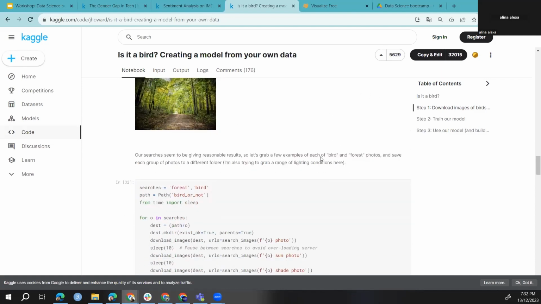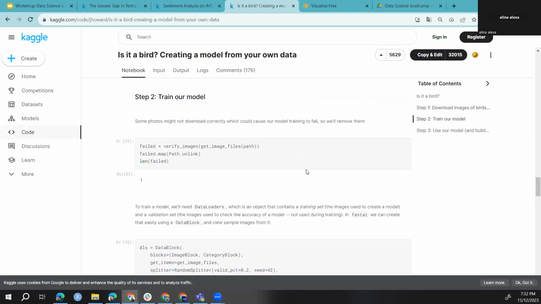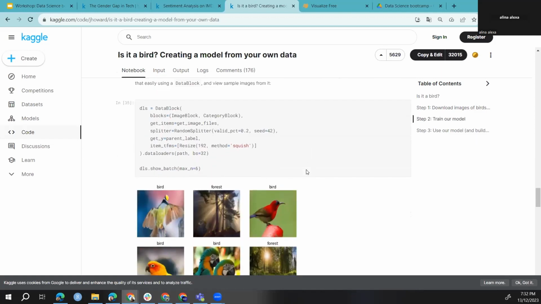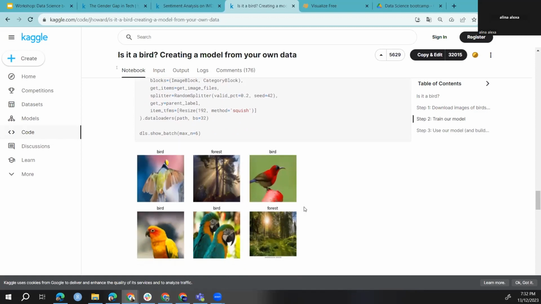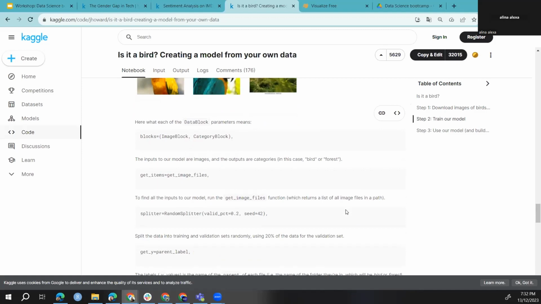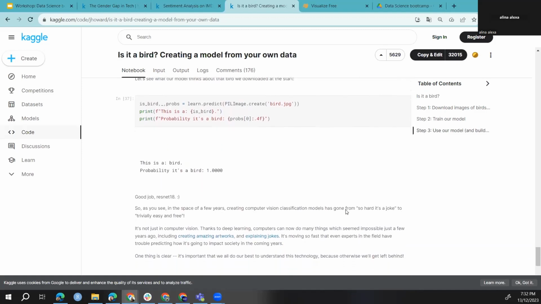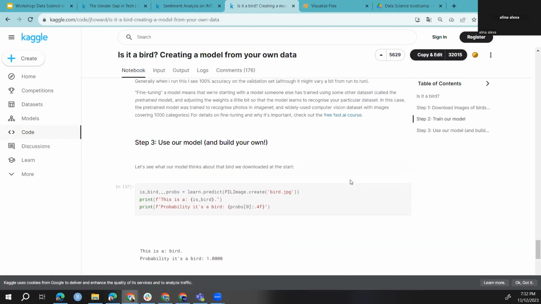So that's why it will be false. It's not a bird. And so he trains the model, that's the step of training the model, giving it a lot of different pictures. There's a bird, there's a forest, there's a bird, there's a forest, there's a bird, there's a forest. So the computer starts learning, and then eventually it will be able to just do it by itself. And then all you do is use the model. So to use the model, you give it a picture, and the model will answer whether it's a bird or it's not a bird.